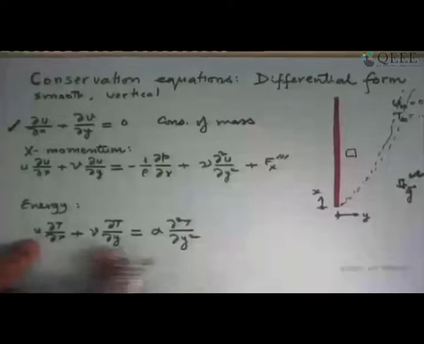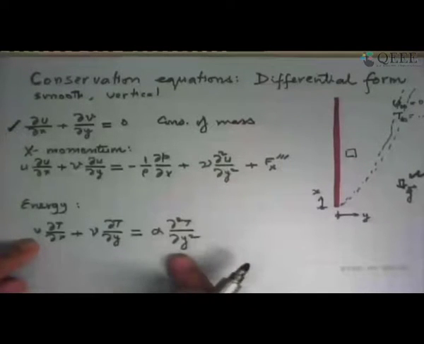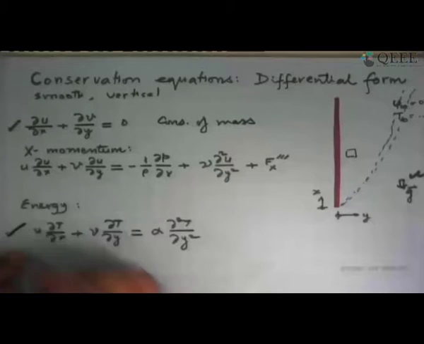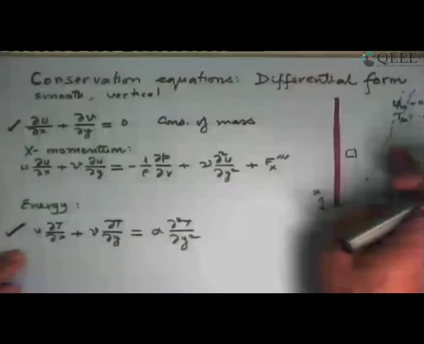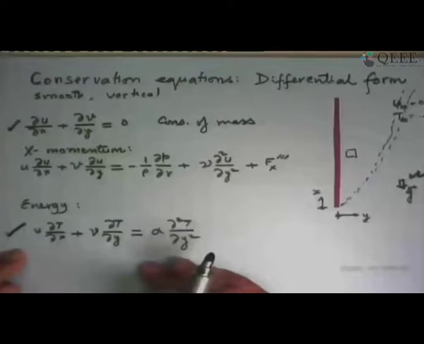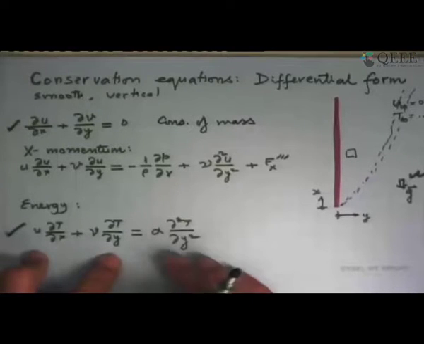Our energy equation is exactly the same. u dT dx plus v dT dy is equal to alpha d squared T by dy squared. The dominant temperature gradient is in this direction. So these are the convection terms. This is your diffusion term.